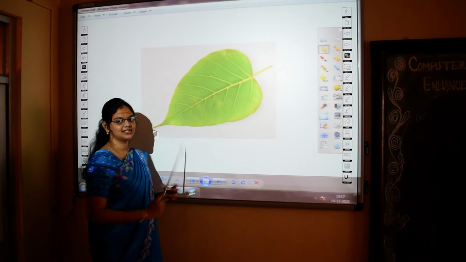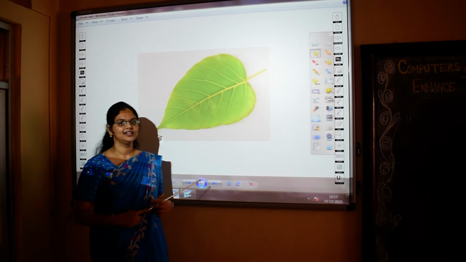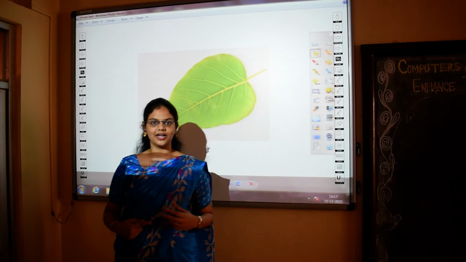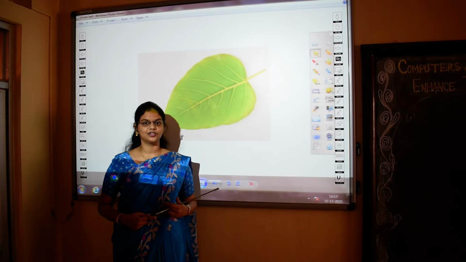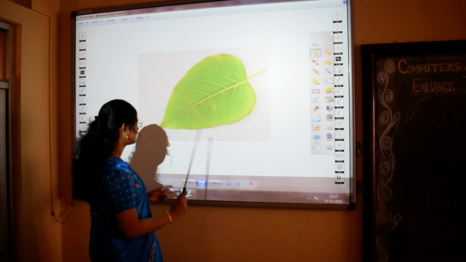When you see this leaf, what pops up to your mind first? Yes, it is the green color. Have you ever wondered why it looks green, or how plants prepare food? Today our topic is going to be about the reason behind the color of this leaf.